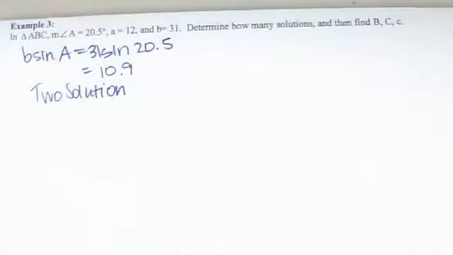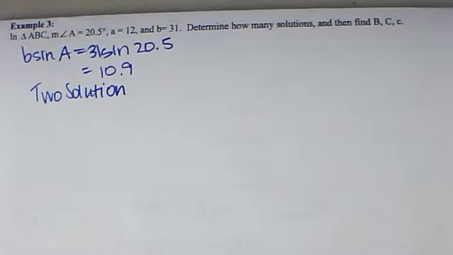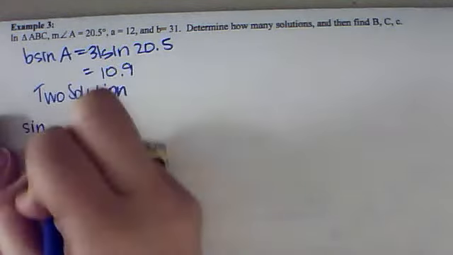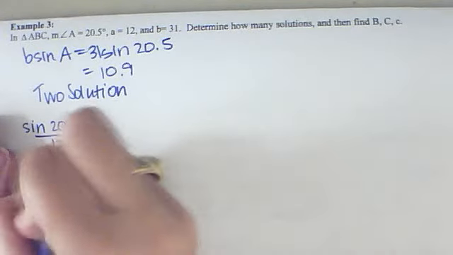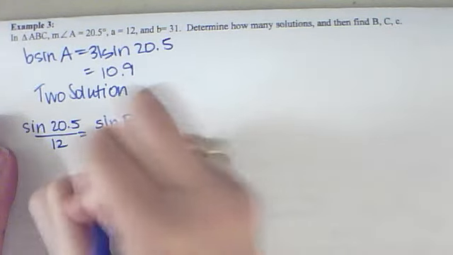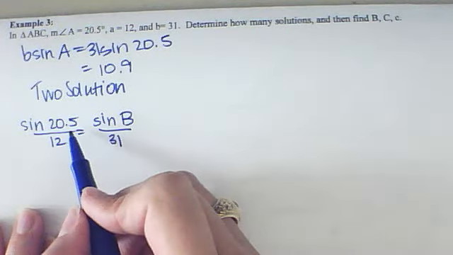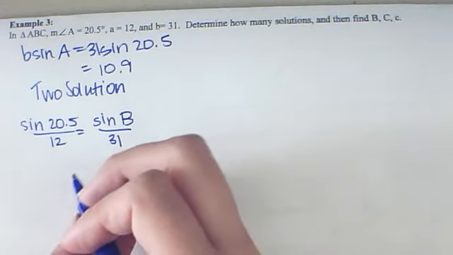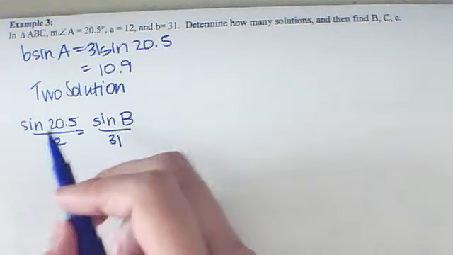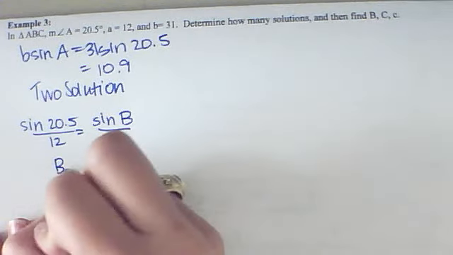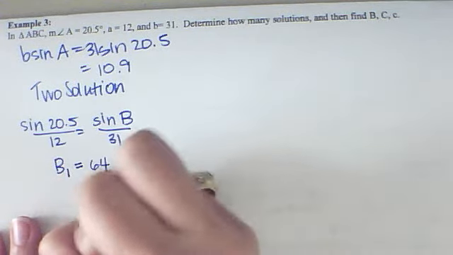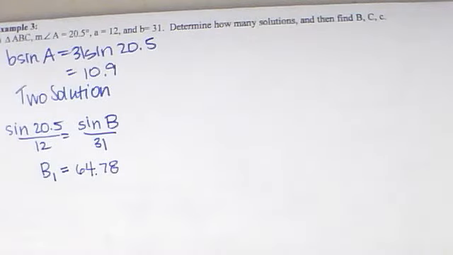This is the most complicated situation when I have to do the process twice because now there are two different triangles which satisfy this to happen. So I've got to follow the process through twice. Let's start the same way we would have before. So I'm going to start with the law of sines, and I'm going to do the sine of A, which is 20.5 over 12, equals the sine of B over 31. Okay? Now, I'm going to multiply straight across. 31 times the sine of 20.5 divided by 12 is going to give me an answer, and then I'm going to take the inverse sine of that, and B1, we're going to call this, is 64.78. All right, B1 is 64.78.